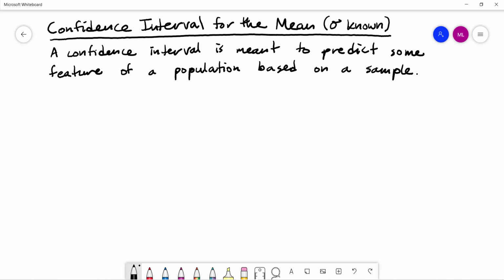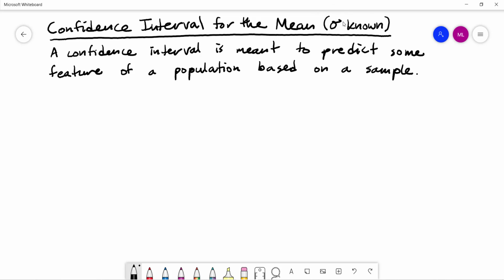And so if we look at what I've got written up here, we're in this case going to be talking about a confidence interval for a mean. So the feature that we're trying to predict of the population is going to be the mean. We want to predict the mean of a population, the average value in a population, based on some sample that's been taken.